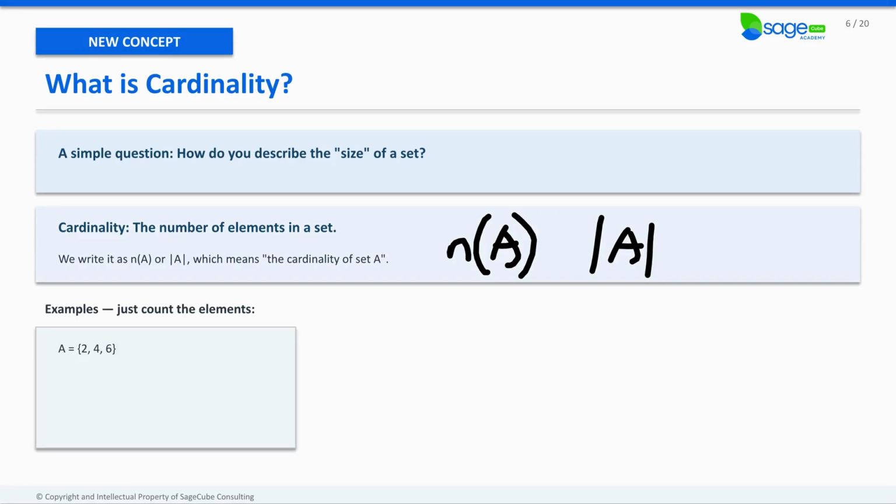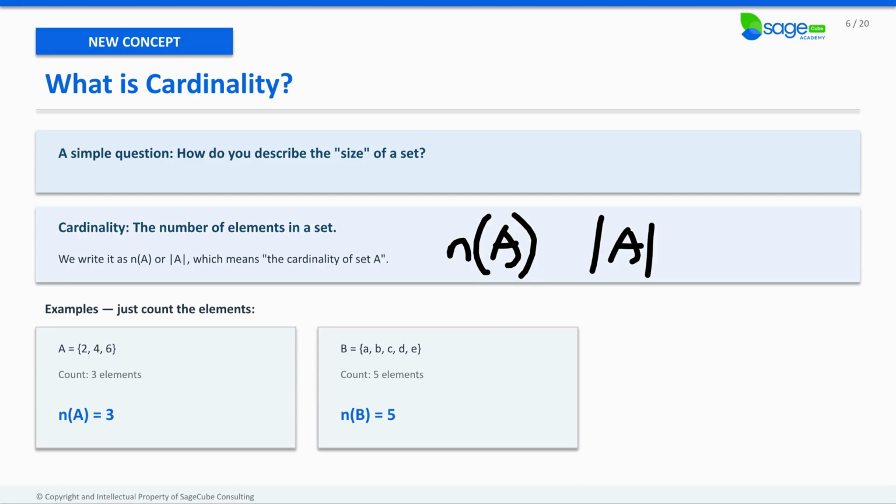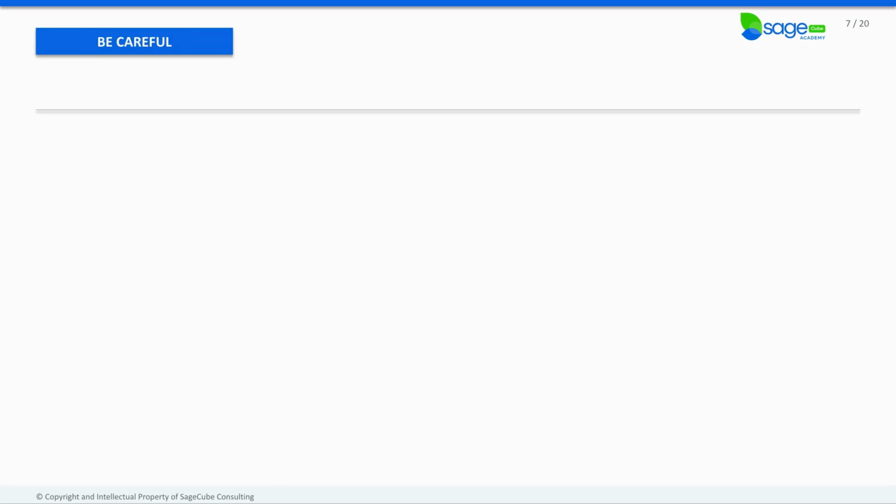All right, so let's look at the example here. So here we have A equals {2, 4, 6}. It has 3 elements. So the number of elements in set A equals 3. For B, we have {a, b, c, d, e}. That's 5 elements. So the cardinality here is 5. And C, empty. So what's the cardinality? 0, right? So that's 0. So most of the time, it really is just counting. But there are a few traps, and the next slide covers them all.